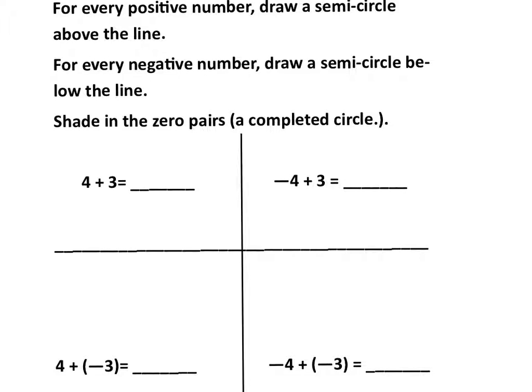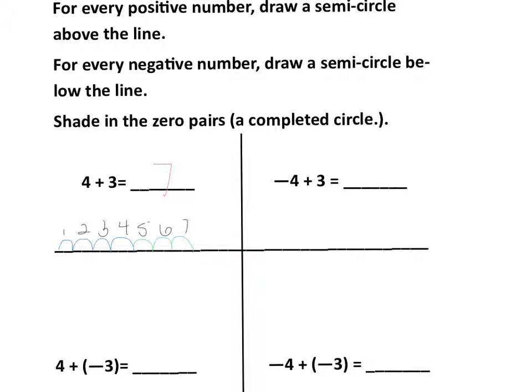For 4 plus 3, we start with our 4 heaps. 1, 2, 3, 4. And then we're adding 3 more. 1, 2, 3. When we look at it, we have 1, 2, 3, 4, 5, 6, 7 semicircles or 7 heaps above the line. That means the answer is positive 7. Pretty straightforward.